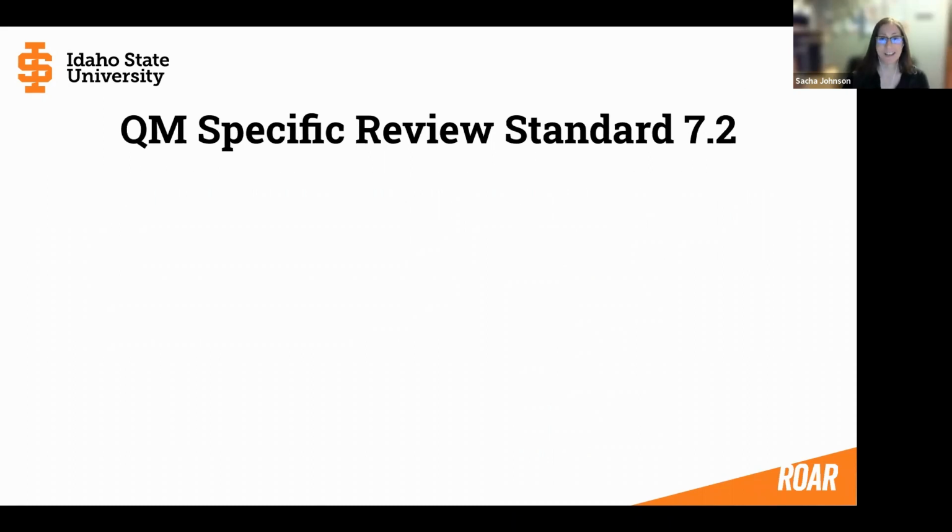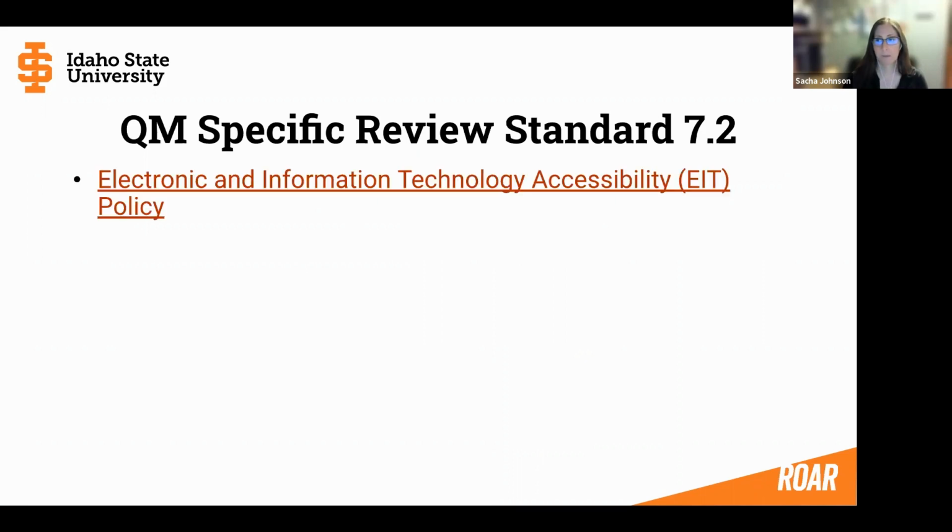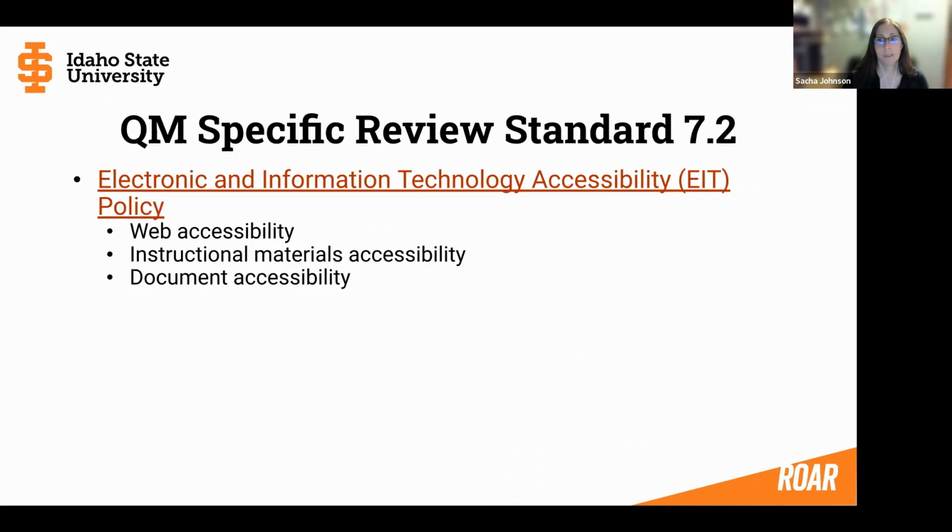Specific Review Standard 7.2 of the Quality Matters Rubric recommends that course instructions include information regarding the institution's accessibility policies and services. Idaho State University does have an electronic and information technology accessibility policy that addresses web accessibility, instructional materials accessibility, document accessibility, electronic media accessibility, as well as software, hardware, and systems accessibility and procurement aspects.